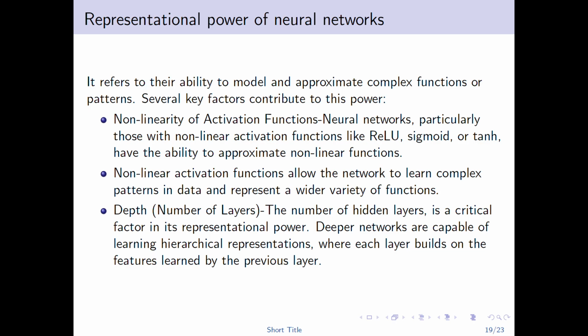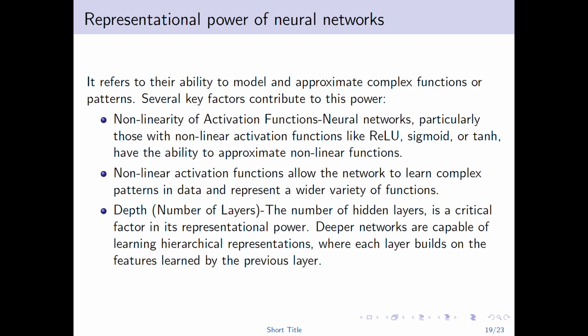Then next, we can look at the representational power of neural networks. What do you mean by this representational power of neural networks? Actually, it refers to the ability of the neural network to model and approximate complex functions or patterns. So what are the key factors that contribute to this power? There are several factors that contribute to this representational power of the neural network.